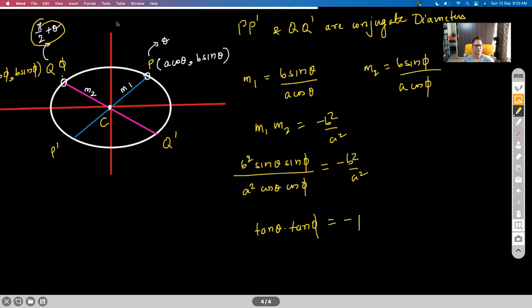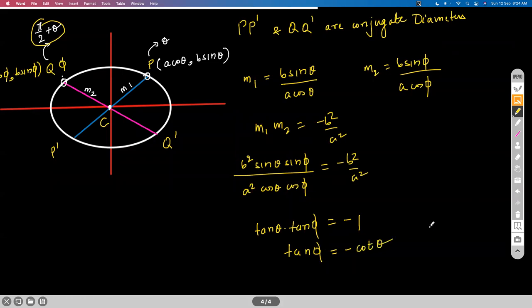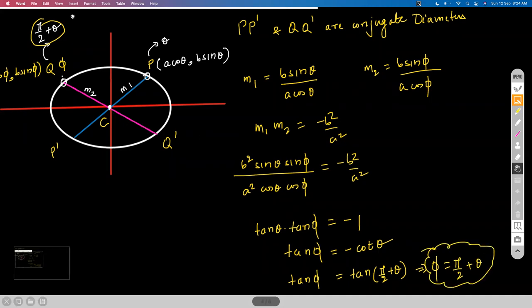Correct? So far, so good. Tan theta tan phi is minus one. Okay. So can I write this as tan phi is negative cot theta. Okay. Negative cot theta, you can write it as tan of pi by 2 plus theta. And from here, we can say one of the possibilities is that phi could be pi by 2 plus theta. So that's why one of the vertices of the conjugate diameters will have eccentric angle of pi by 2 plus theta. Please make a note of this.